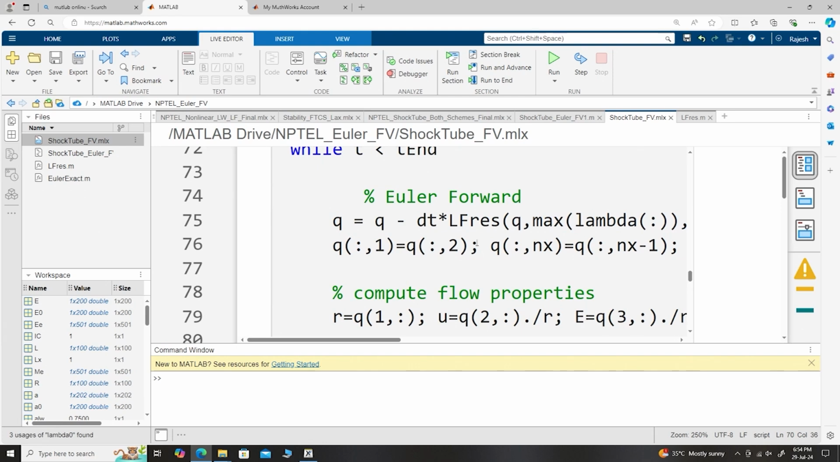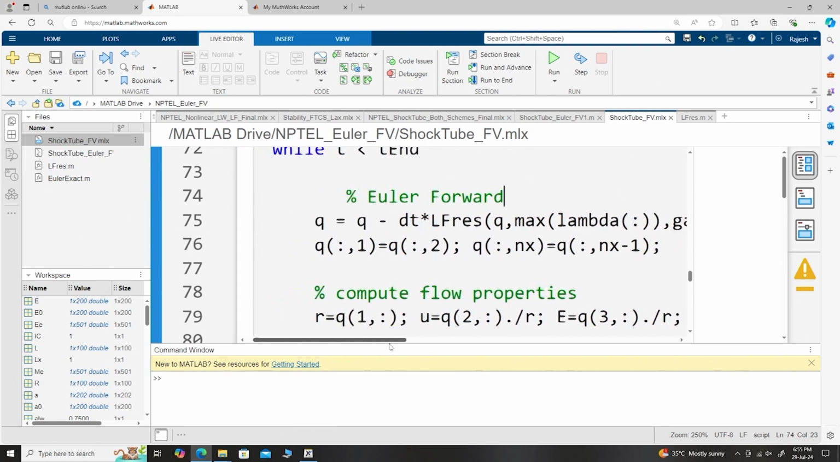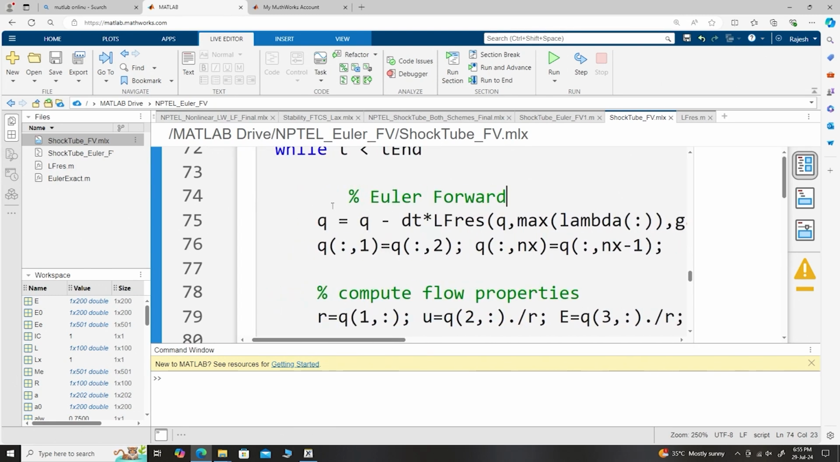Initial conditions we have taken. Now, go to the solver loop. This is where we calculate the residue. This is the Lax-Friedrichs residue. Let us look at that code. So, what we are doing? We are using the Euler forward. Basically q minus q naught by delta t is equal to the residue. So, calculate the residue, multiply by delta t and subtract from the older value, right. Now, the main trick is to look at the residue.